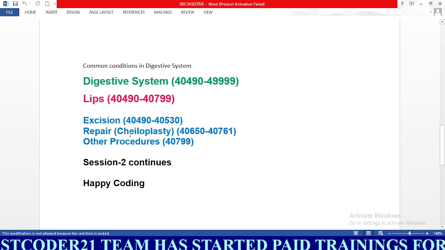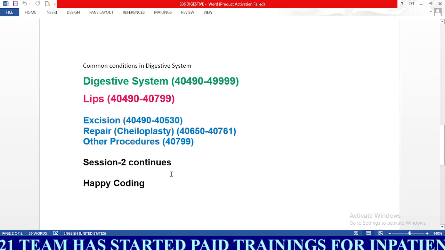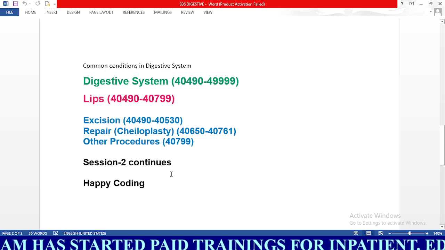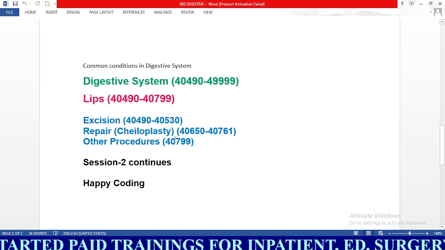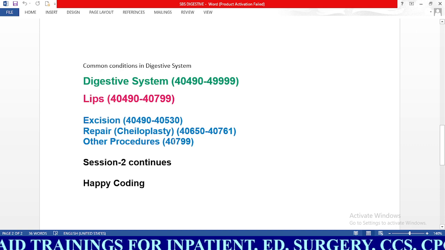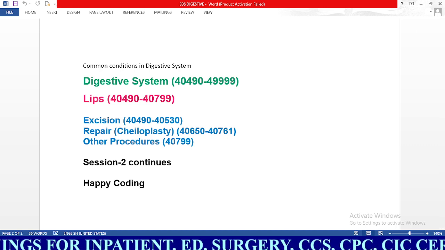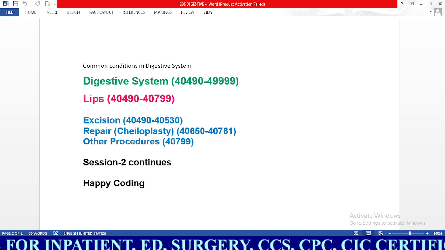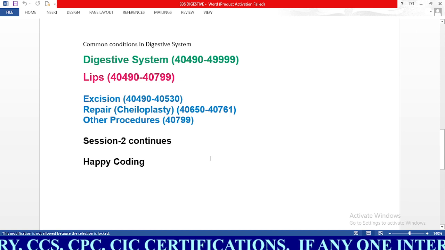So in today's session, we are going to learn about lip procedures. Here lip codes include 40490 to 40799. In lips, we have excision, repair, and other procedures. Excision means removal of abnormal tissue. So in the excision section, we have a few codes.